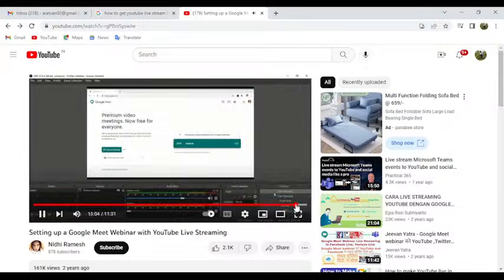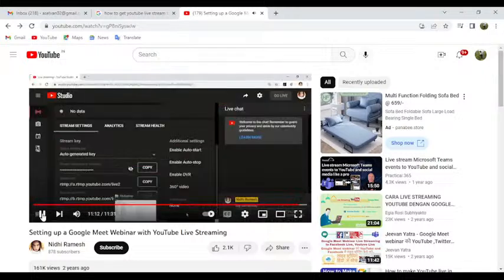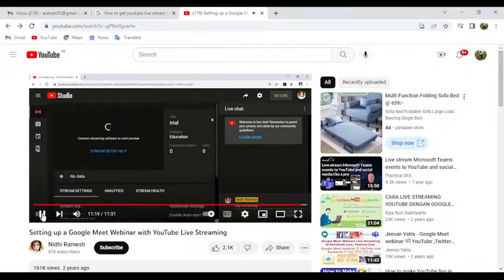Trigger the Start Recording button also. Now if you go back to YouTube Studio, you will see a video is being uploaded to YouTube server and you can preview it.